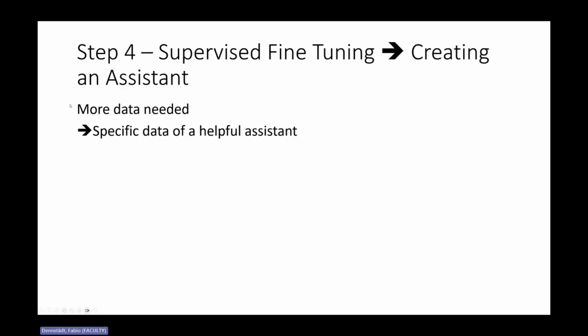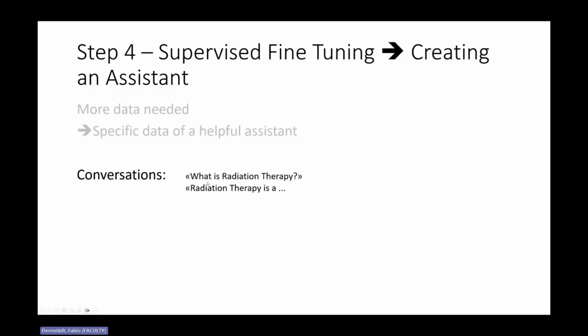To do that, we of course need more data, specifically data of a helpful assistant. This data would probably be a lot of conversations. For example, we have a question, "What is radiation therapy?" and then the answer is "Radiation therapy is...", something that is useful. You may have another question like, "Why is the sky blue?" and it gives an explanation, and so on and so on. You have a lot of these, so that the model learns how to respond when it is faced with such questions.